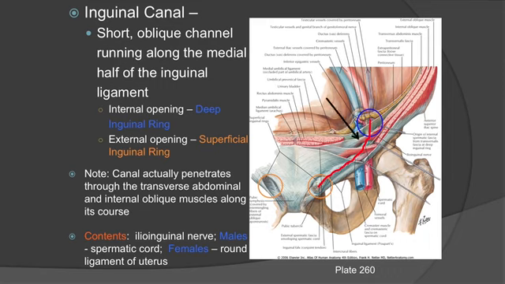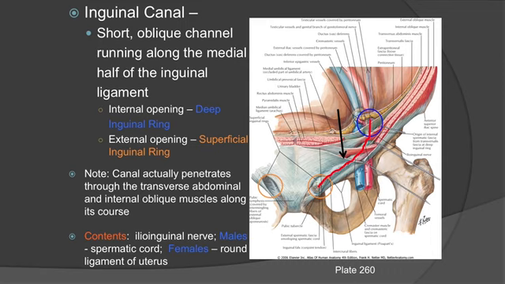Then it goes through the transverse abdominal muscle, through the internal oblique muscle, and then finally it runs along the inguinal ligament, which is formed by the external oblique aponeurosis, and it opens at the superficial inguinal ring, which is the orange circle, which is at the medial aspect of the external oblique aponeurosis. So you have this channel that's running through all of those different structures, starting at the deep ring and then passing through and ending at the superficial ring.